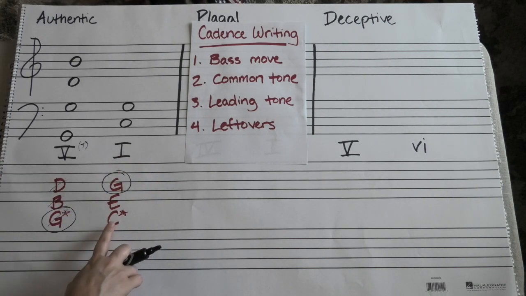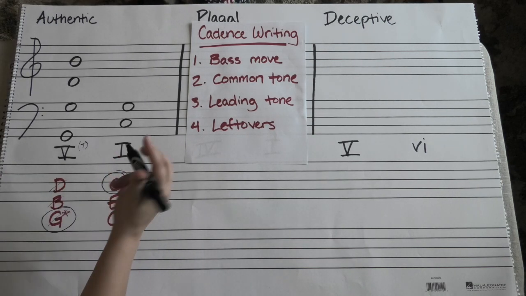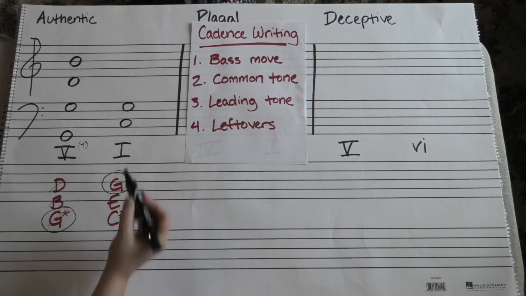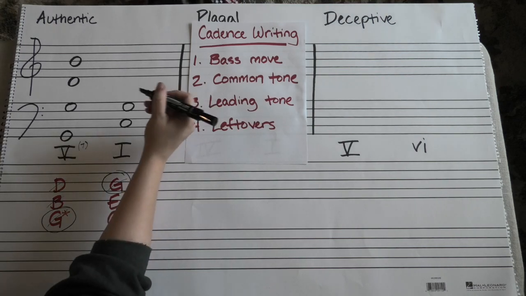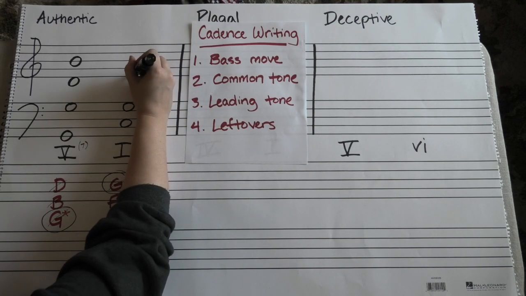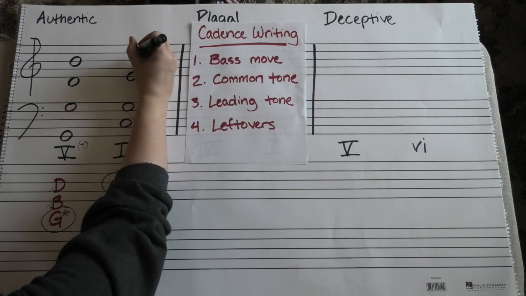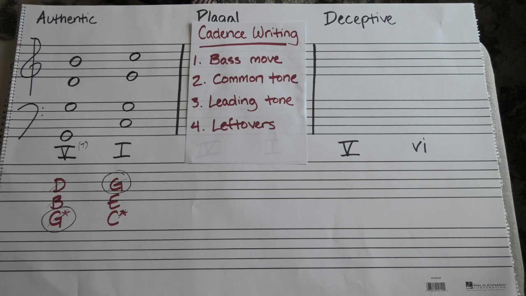And then for 1, we definitely need the root. We've already got one of those, so I'll cross out the star. We also have a G, done. So we need an E and probably another C. So let's go ahead and put the E here and the C here. Okay, that's a pretty good authentic cadence. This is what it sounds like.